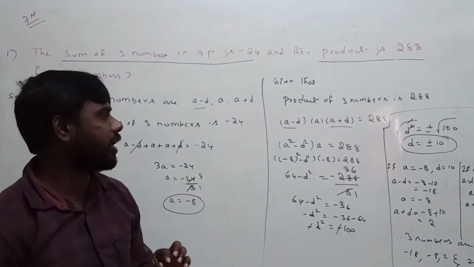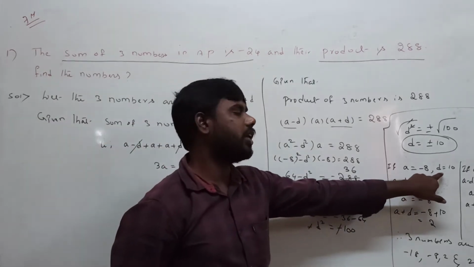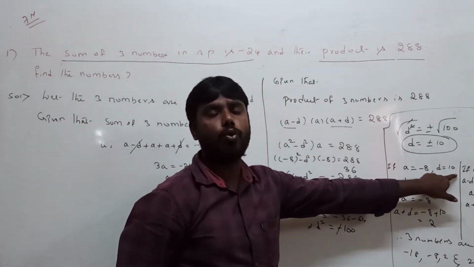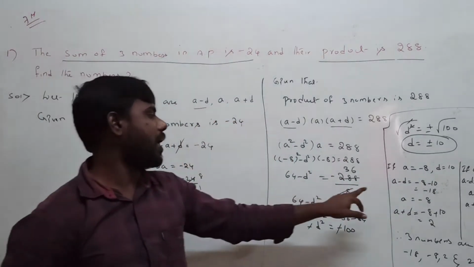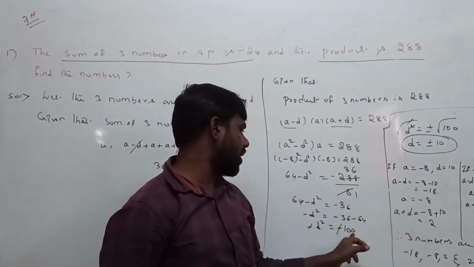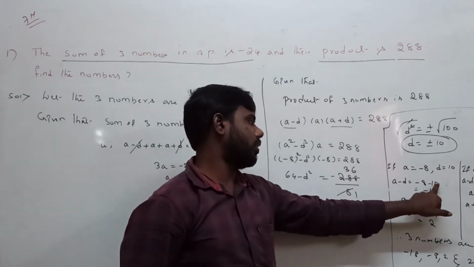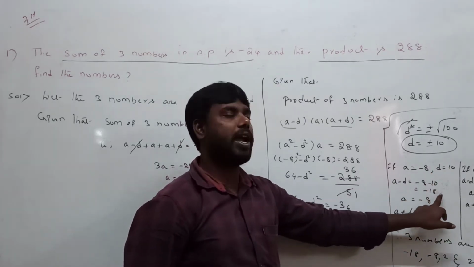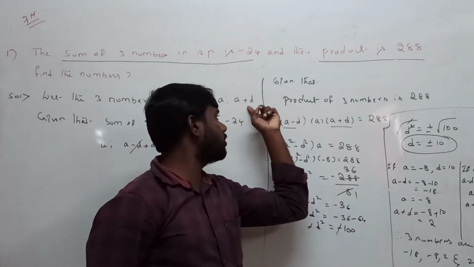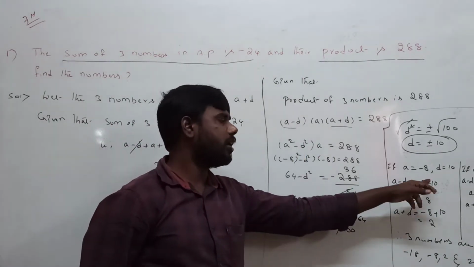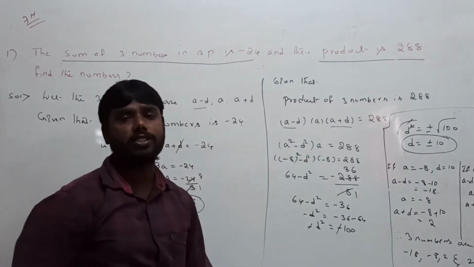First case, we take a is equal to minus 8, d is equal to positive 10. Now substitute into what we assumed for the three numbers. First number we assumed is a minus d. Substituting, a value is minus 8, d value is 10. So minus 8 minus 10 is minus 18. Second number is a, only the a value, minus 8. Third number is a plus d. The a value is minus 8, d value is plus 10. Minus 8 plus 10 value is 2.